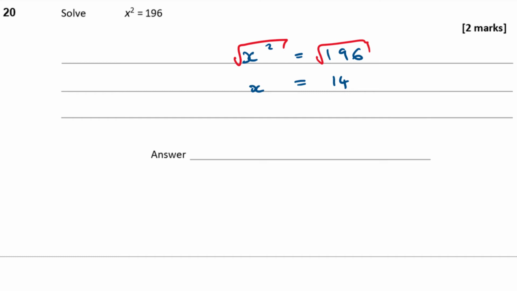Now, just take care, because there's actually two solutions to this and not just one. Whilst 14 times 14 is 196, there's also another answer that will give you 196 when you square it as well, and that is negative 14. So if you forget to put plus and minus in there and just write 14, you'll lose a mark. So the solution could be 14 or it could be minus 14, and we can show both of them with this plus and minus symbol here.